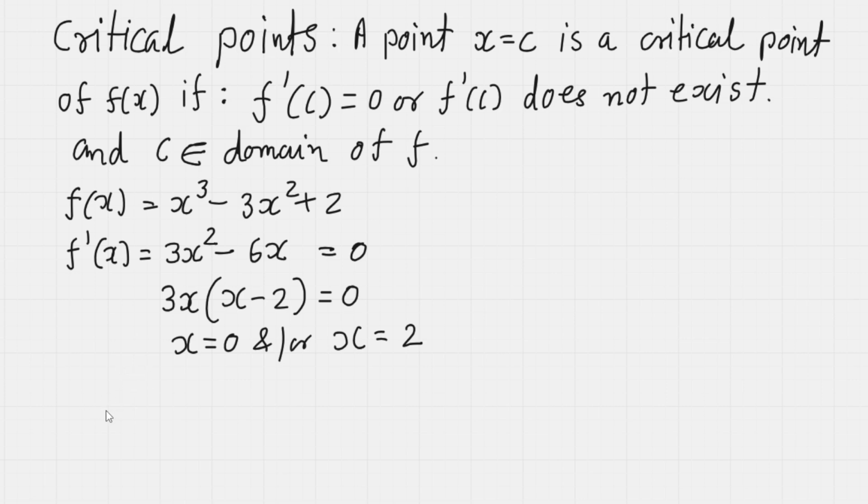Now let us find the y coordinate of these critical points. We already found the x coordinates. Now by substituting these values in the function f, we will find the y coordinates. So f of 0 will be equal to 0 cube minus 3 into 0 square plus 2, which is equal to 2. So our first critical point will be (0, 2).